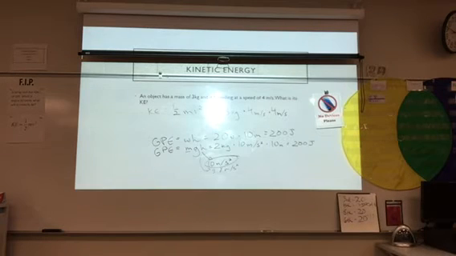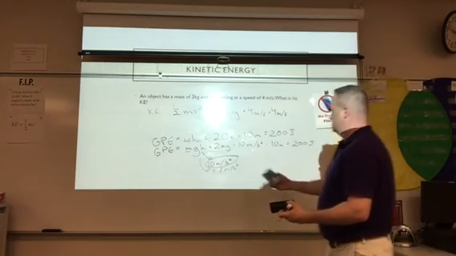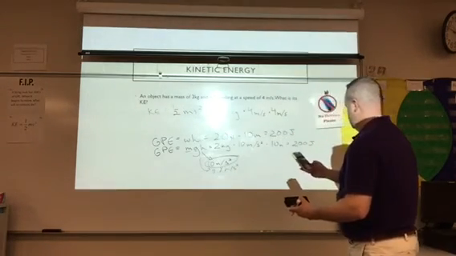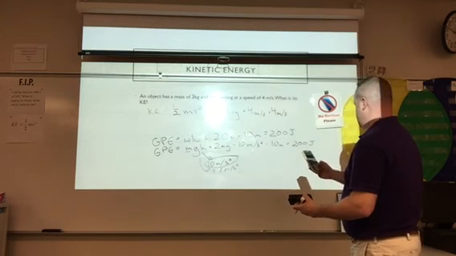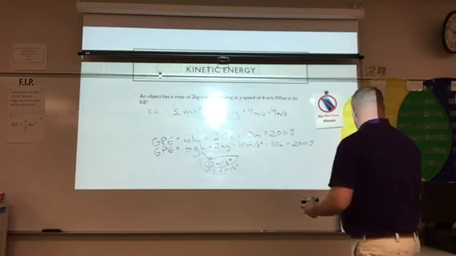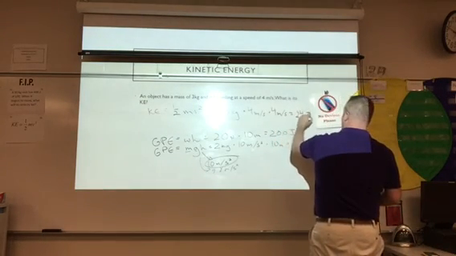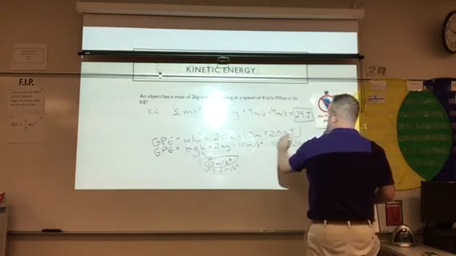So go ahead and put this into your calculator. So I'm going to go ahead and do this right here. So I have 0.5, which is 1/2 times 3 times 4 times 4, which gives me a total of 24 joules. So those are some quick examples of how you can solve these problems.